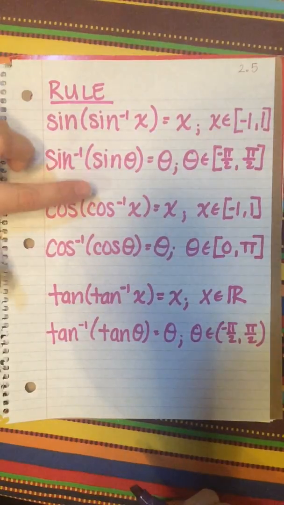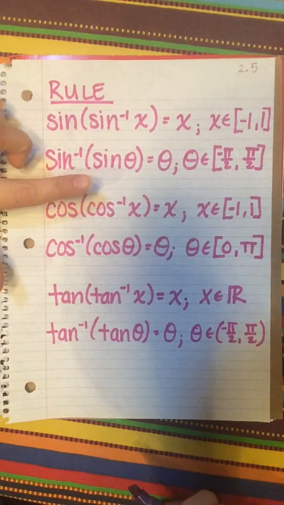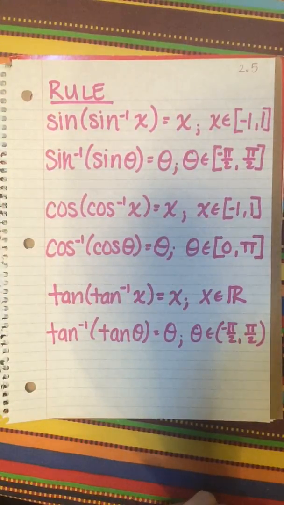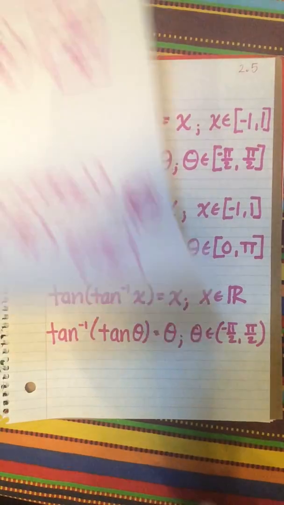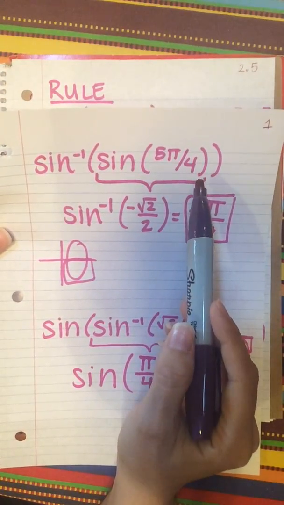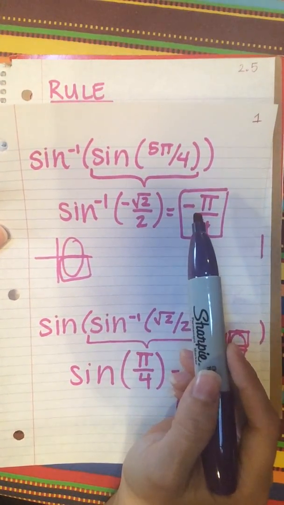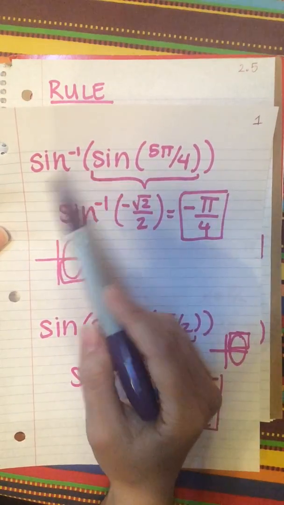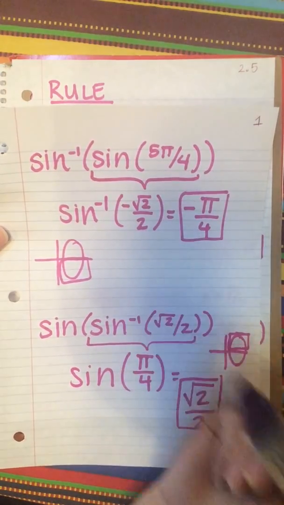Sine inverse of sine of theta will equal theta as long as your theta value is between negative pi over 2 and pi over 2. Okay. Our very first example that we looked at, 5 pi over 4 is not between negative pi over 2 and pi over 2, so we couldn't just say they canceled out. We actually had to go through and do all the work for it.